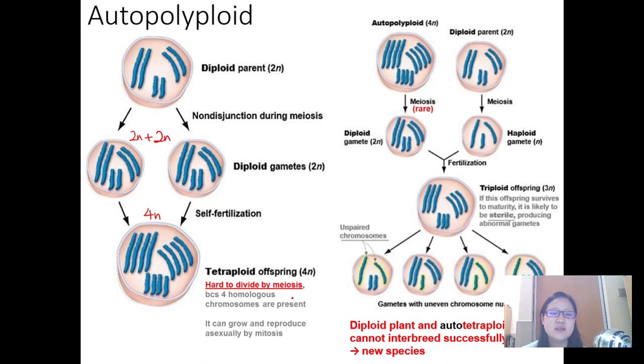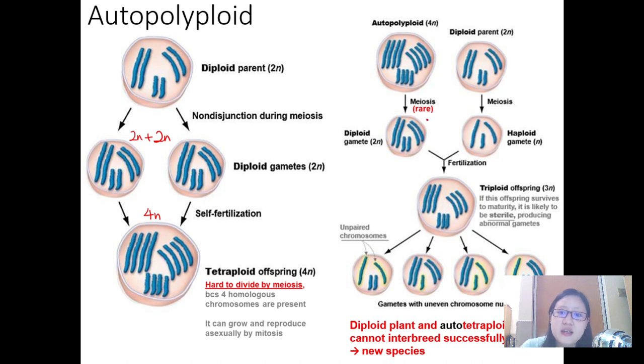Now this is kind of hard to divide by meiosis because four homologous chromosomes are present. Can you imagine four homologous chromosomes lining up? So usually it's 2 by 2 by 2 in meiosis 1. But what if you are 4N? So is it 4 by 4 by 4? That's going to be quite tough. It's quite hard, but it can grow and reproduce asexually by mitosis because it's a plant, so it can do that. However, in very rare instances, meiosis can occur and successfully result in a diploid gamete.